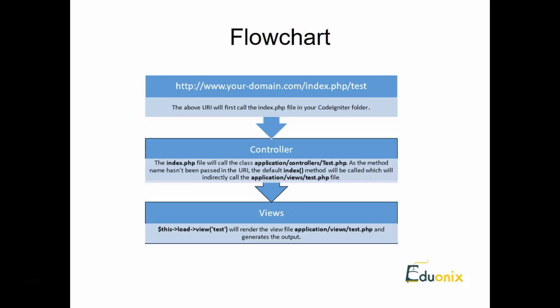Previously we got an error because we directly skipped the view part, which is not possible, unlike the way we do in core PHP. So the main focus over here is that first of all you need to access the controller, which includes the test.php file, as the name hasn't been passed in the URI. If there is no name passed in the URI, it will definitely access the default function, as we saw in our previous example, that is index. So it will call the index method, which will indirectly call application views test.php. test.php is just a demo example.